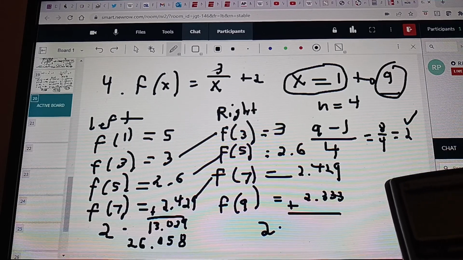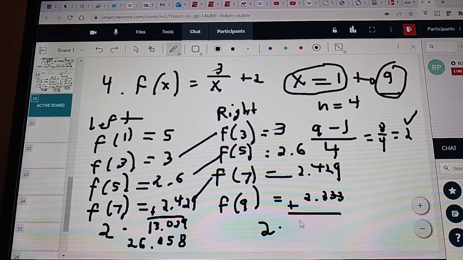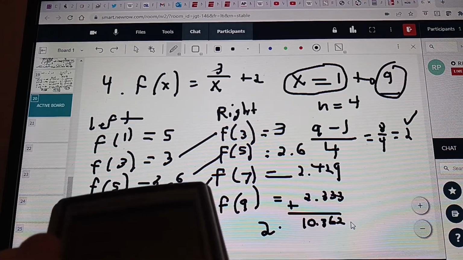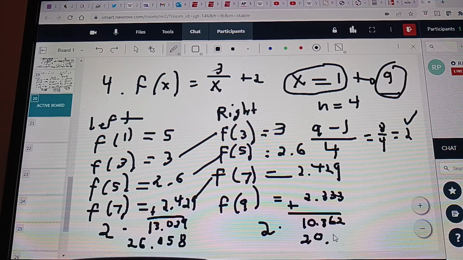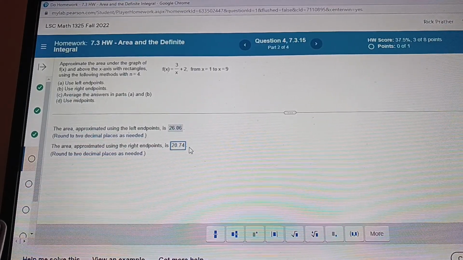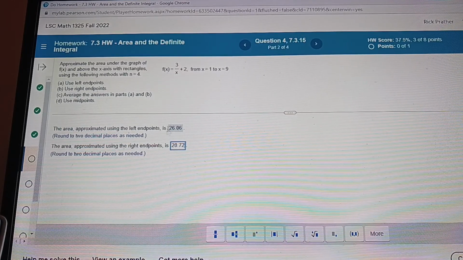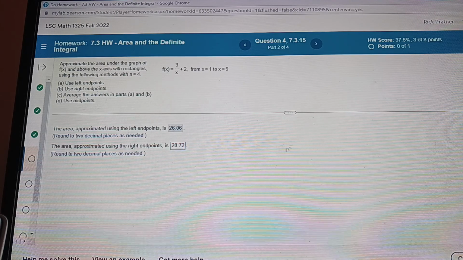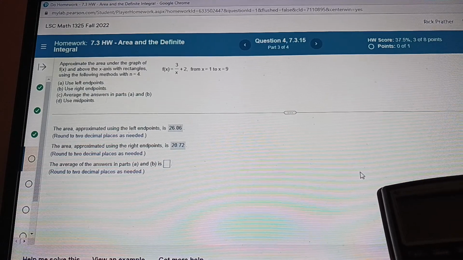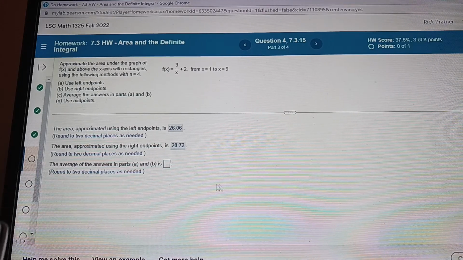2.333 plus 2.429 plus 2.6 plus 3. The sum is 10.362. Times 2 for the width, 20.724, which will stay 20.72. Oops. So it appears this time the first one is an overestimation and the second one's an underestimation. So what's the average of those two? 26.06 plus 20.72 divided by 2. The average is 23.39.